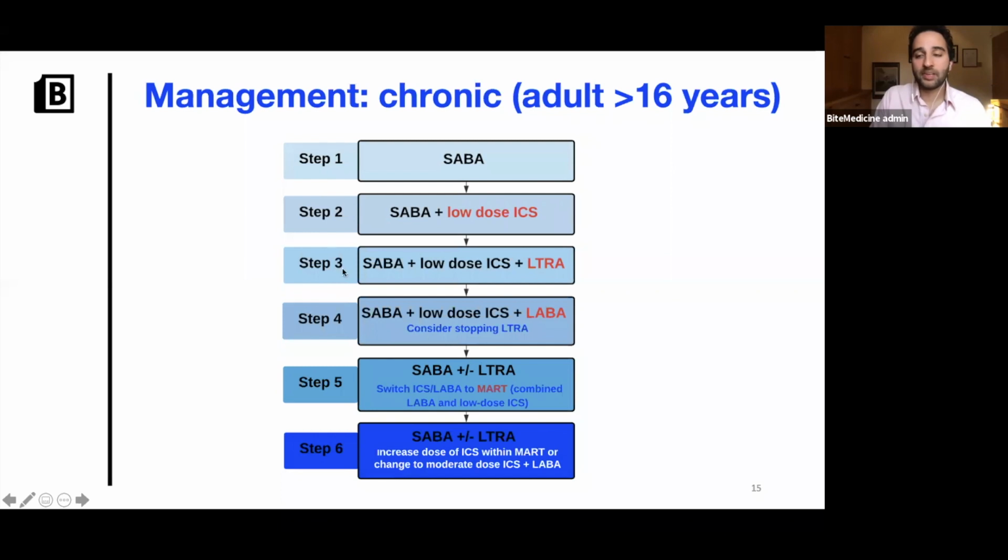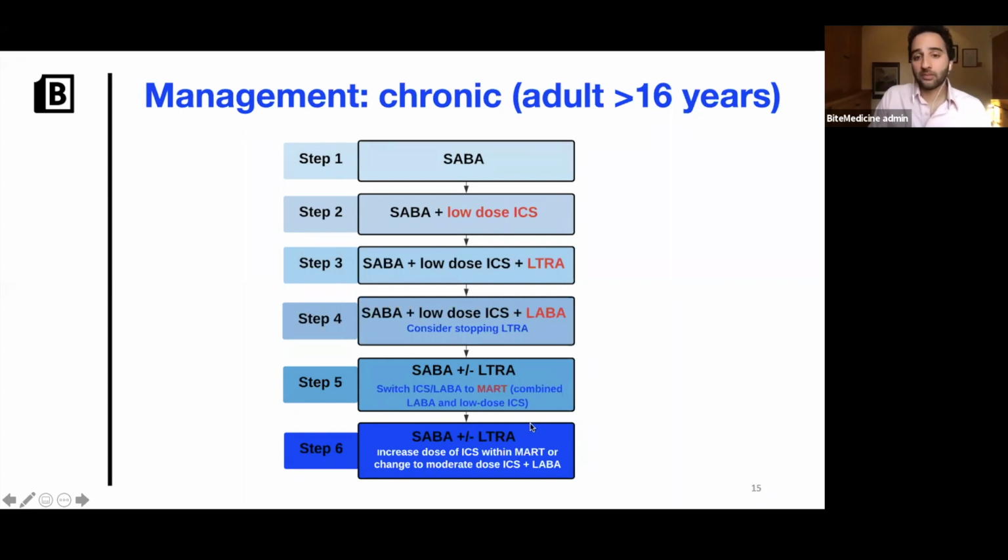And this is where the BTS guidelines switch as well. They do step 4 before step 3, whereas NICE do step 3 and then step 4. So in your exams, generally NICE is what's preferred, which is what this pathway is. Step 5 is then a short-acting beta agonist such as salbutamol, with or without a leukotriene receptor antagonist, depending on whether they're effective earlier on.